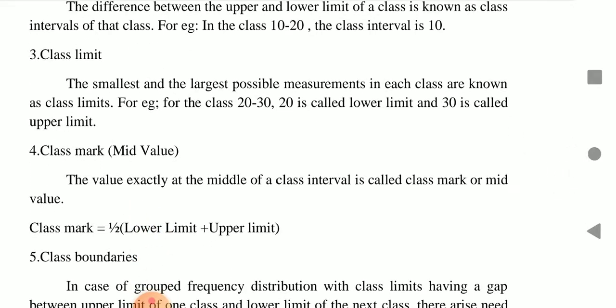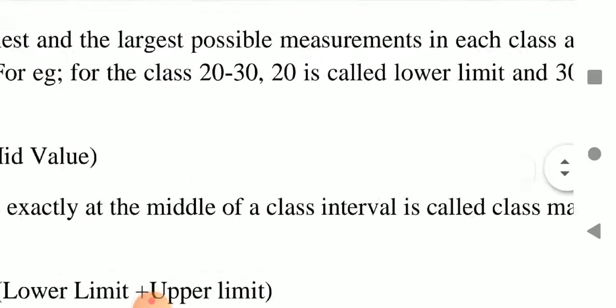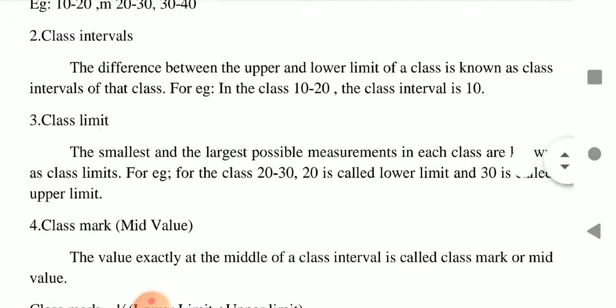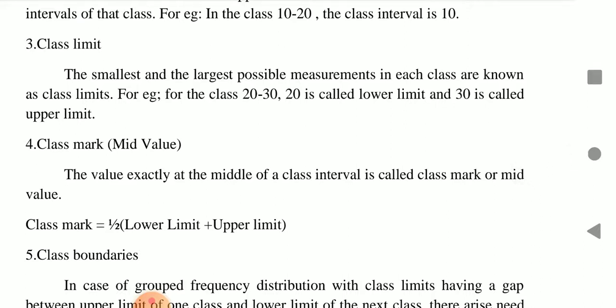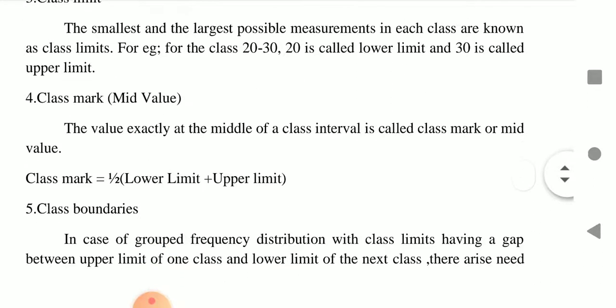The third one is class limit. The smallest and largest possible measurements in each class are known as the class limits. We already learned the lower limit and the upper limit. Like for a class of 20 to 30, 20 is the lower limit and 30 is the upper limit. Then the next one is class mark or mid value.